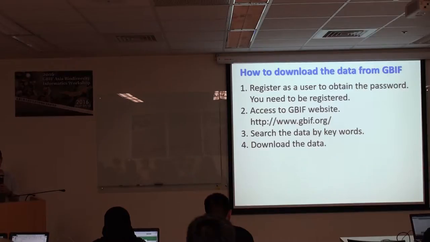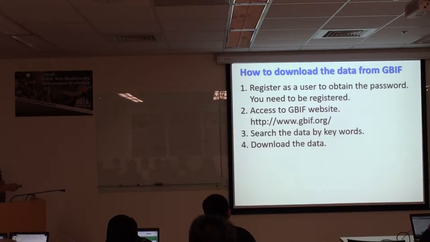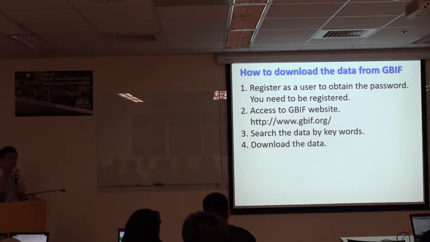Then how to download the data? Well, I said that GBIF allows you to download any data available in GBIF. But to do that, you have to register as a user to obtain the password, right? So in other words, you need to be registered. I guess that many of you have already registered, so you can go ahead. Access the GBIF website, this is the website, search the data by keywords, and download the data, right? Okay, so this is what we are going to do by yourself later.